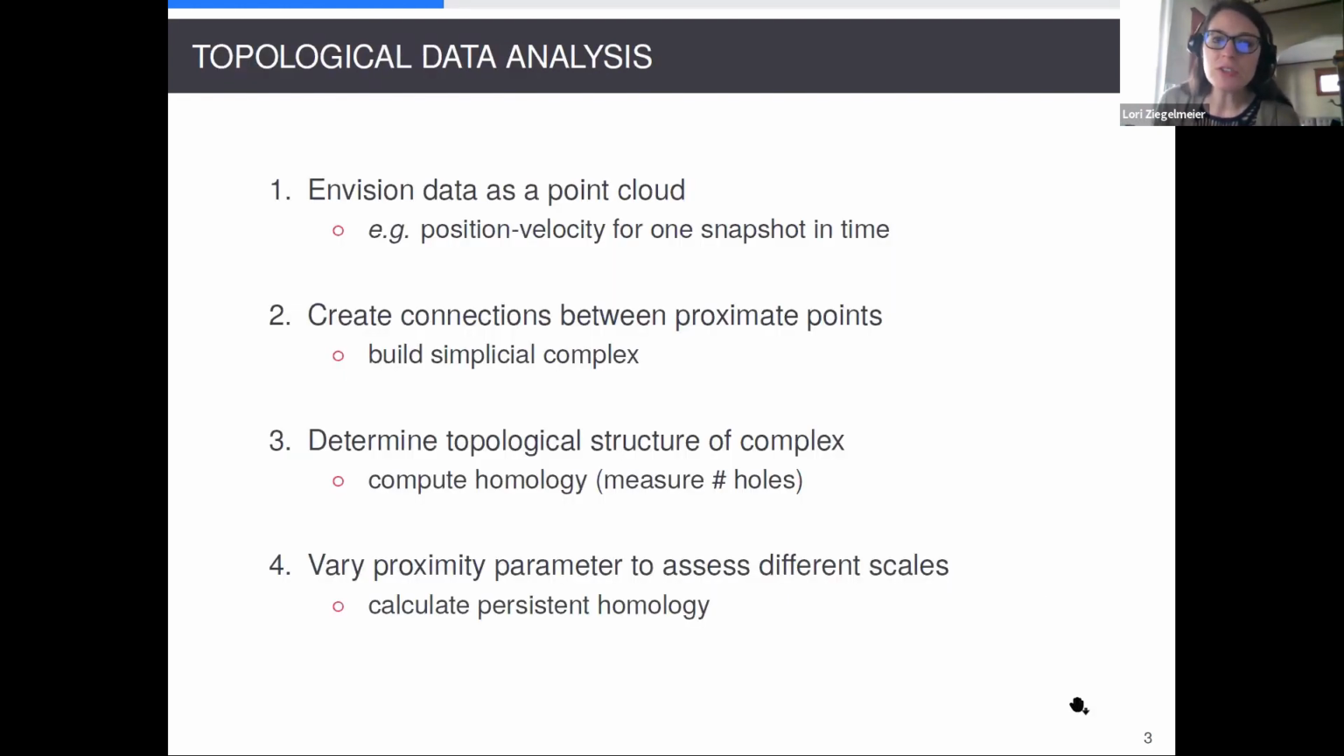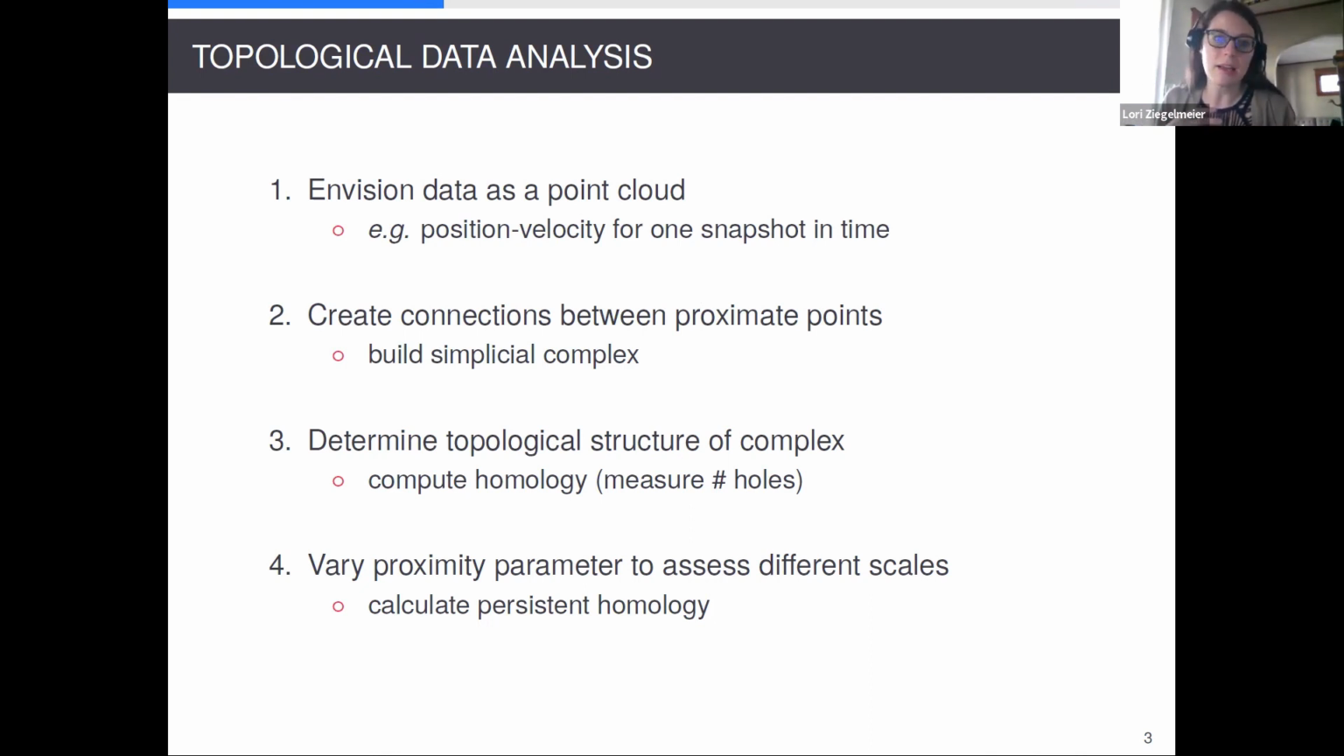Okay. We would like to do so with a topological lens. So I want to give a very brief overview of one pipeline in topological data analysis, and then show how this is modified to incorporate time. First, imagine we have some data, perhaps position velocity data for a single snapshot in time. We can envision this as a point cloud that we want to understand the topological structure of. From these data, we want to build connections between our points to get a topological object called a simplicial complex. And once we have this topological object, we can determine the structure by computing homology.